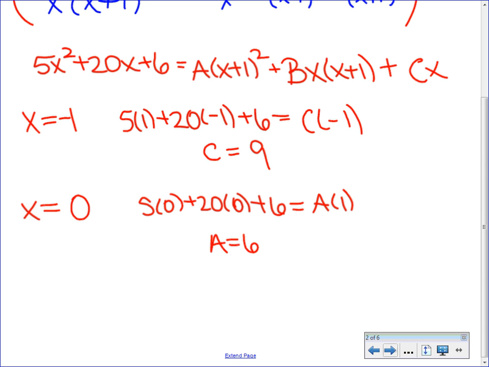Alright. Well, we have A and C, now we need B. However, we don't have any other unique factors to make 0, do we? No.